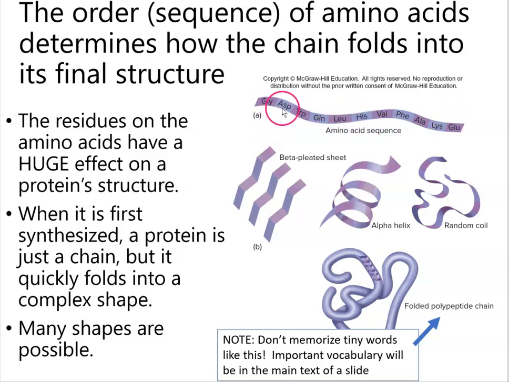So glycine, I think that's aspartic acid. Is it? Yeah, I think that's aspartic acid. Tryptophan, probably glutamine, leucine, histidine. I could be getting that wrong. It doesn't matter. But it's just telling you which amino acid is where in the chain.